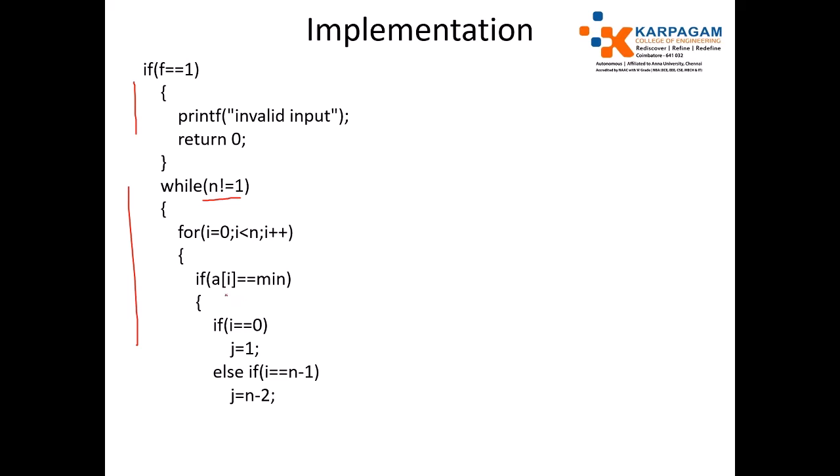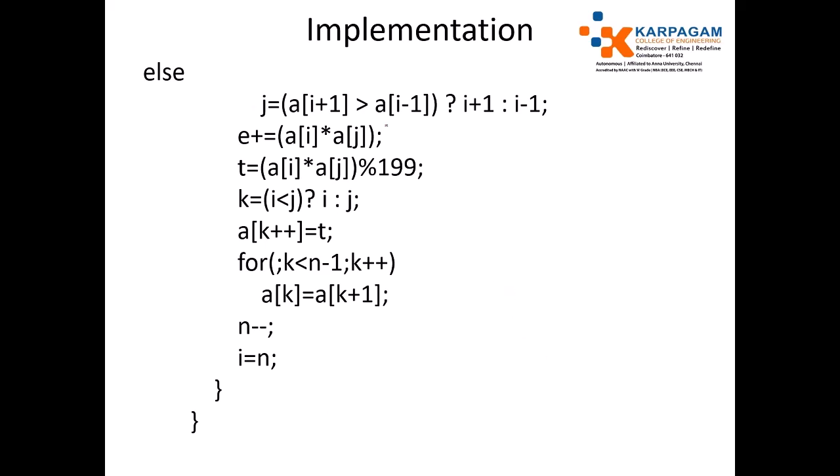If the minimum element is found, identified from the array for the first time, just check i equal to 0. If i equal to 0, just set j equal to 1, the first element. If i equal to n minus 1, just set j equal to n minus 1. J value is the index of the one before the last element. Just compare the elements available at i plus 1 and i minus 1.